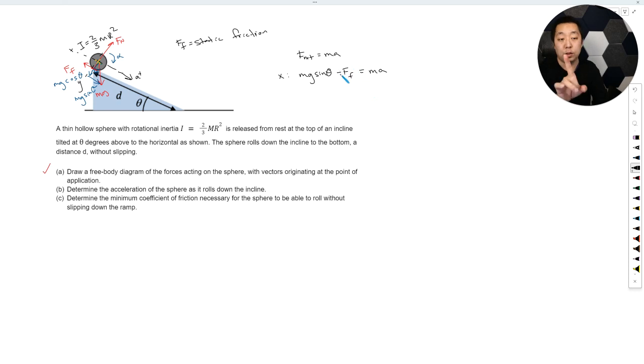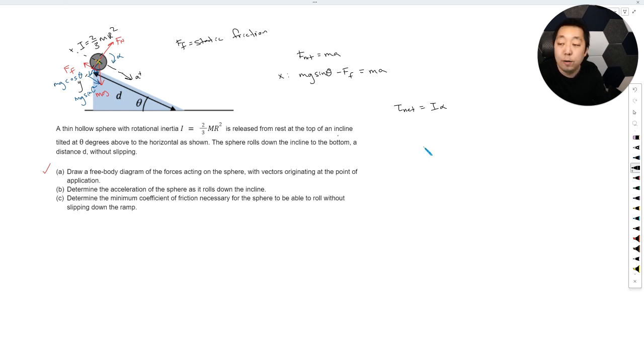Now, we don't know this friction. Don't do this: a very common mistake is to just say the friction is mu times the normal force. One, they didn't give you the coefficient of friction. But if they did, it would not be helpful at all, because the friction is not necessarily the maximum static friction. Okay, so what we are going to do instead is look at the net torque equals I alpha.